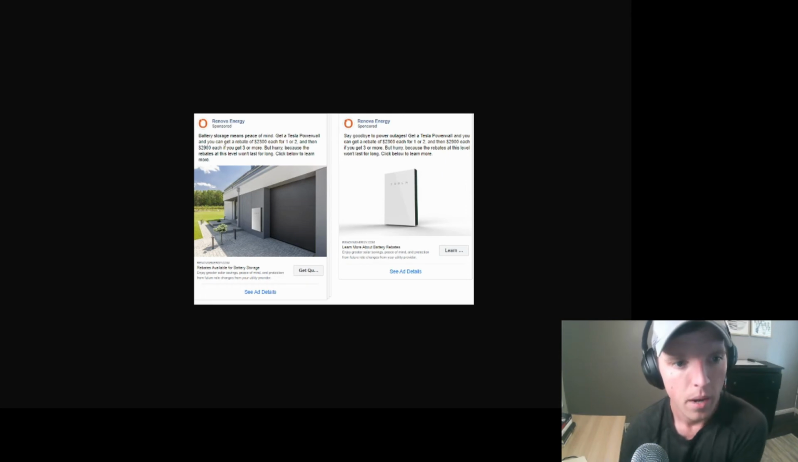Renova Energy. So battery storage means peace of mind. Get a Tesla Powerwall, get a rebate, and then $29 if you get 3 or more. But hurry, because rebates at this level won't last for long. Click below to learn more.